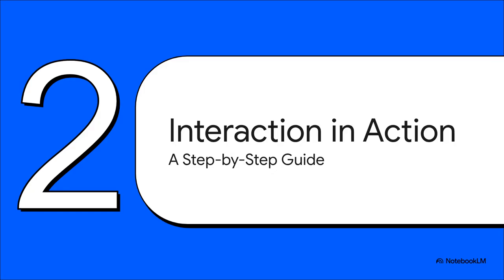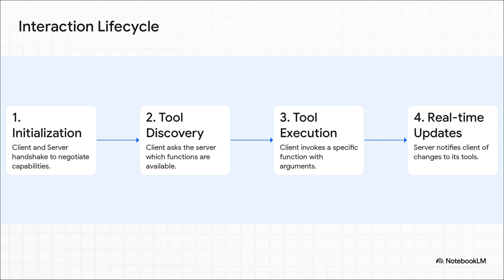Okay, theory is great and all, but where this really clicks is when you see it in action. So let's walk through the entire life cycle of a single tool call. We're going to follow the messages back and forth and see how this actually works under the hood. The whole back and forth can be boiled down to four main steps. First, there's a handshake where they get set up. Then the client figures out what the server can do. After that, it actually calls a function. And finally, it can even get live updates if anything changes on the server side.